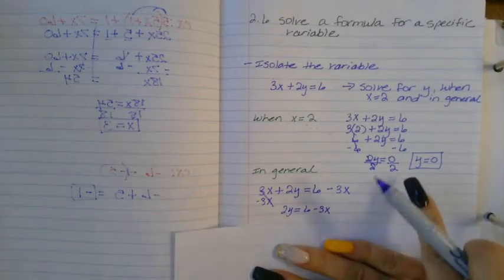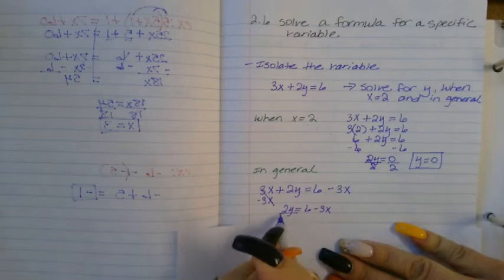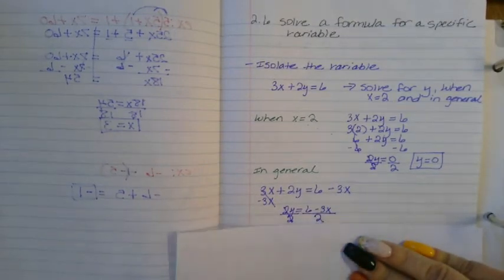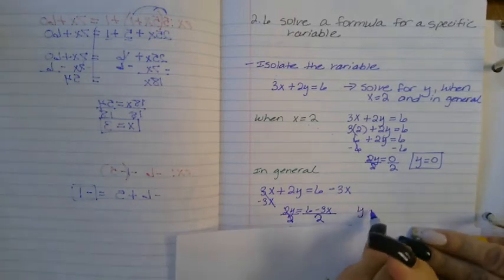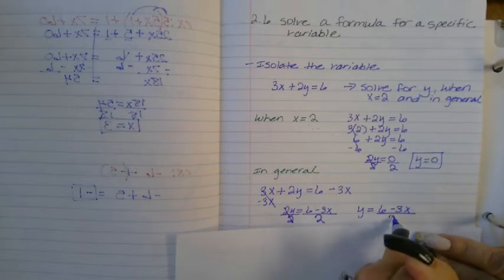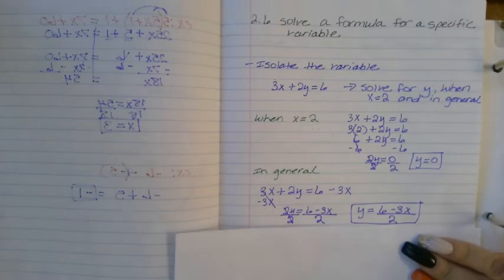Now this is pretty much the same as what we did up here to get the y by itself. You're going to divide by 2, that's going to cancel, and you're going to divide by 2. So your answer is going to look like that. Do you guys have any questions on what I did there?